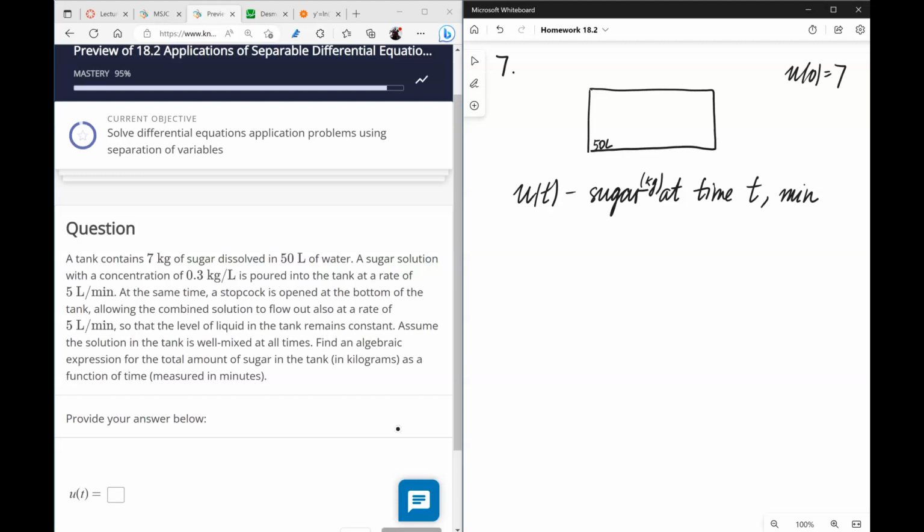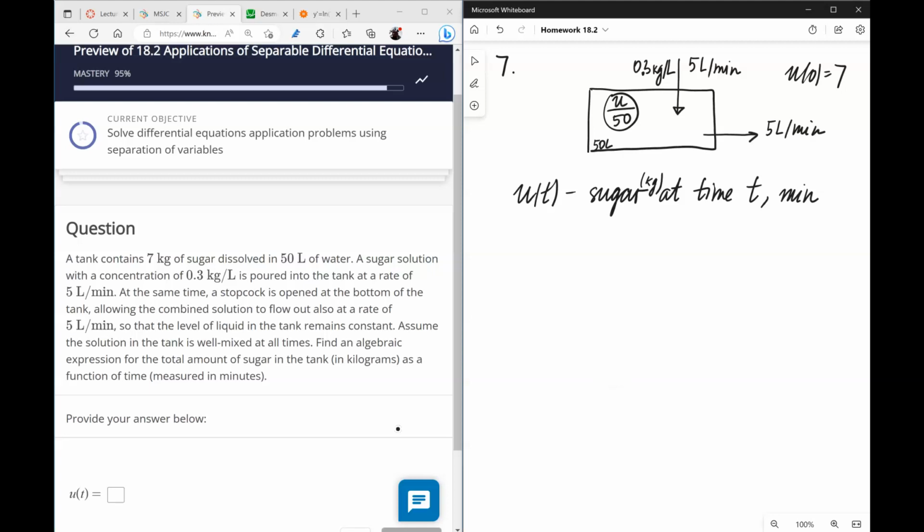And there is an incoming stream at 5 liters per minute of a solution with concentration 0.3 kilograms per liter. And then at the same time it comes out at the rate, what's the rate? The rate is the amount of sugar divided by 50. That's the current concentration of sugar, and it comes out at the same rate of 5 liters per minute.